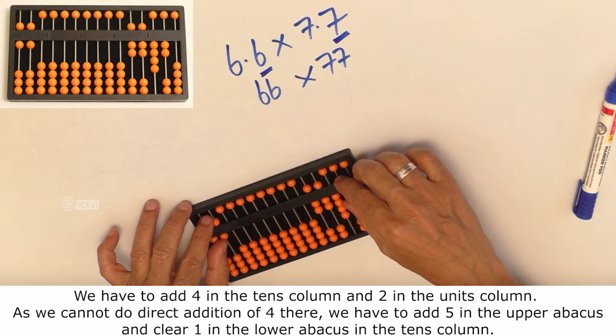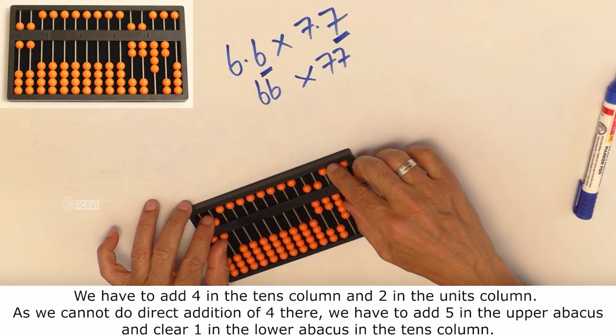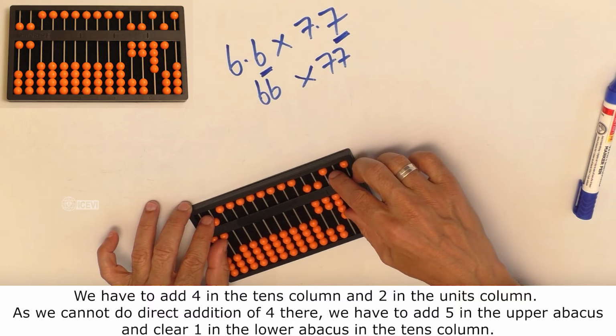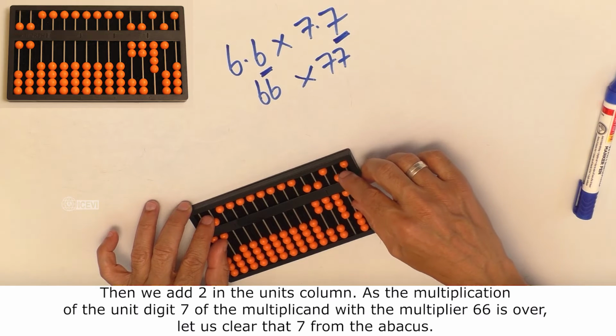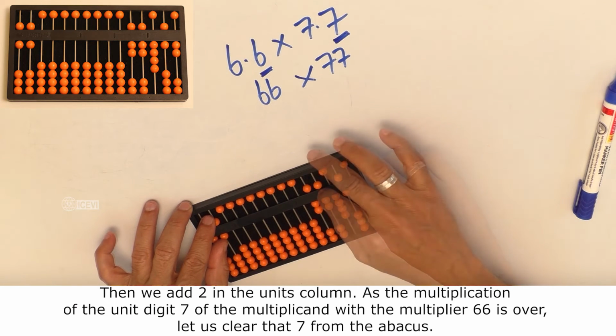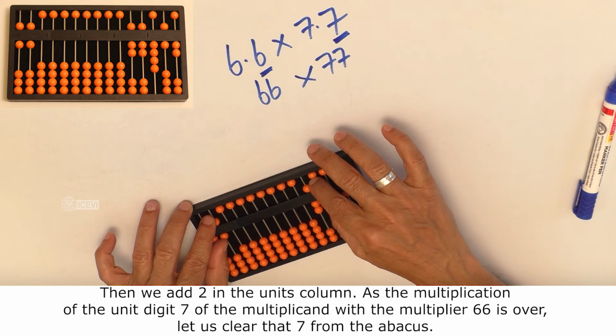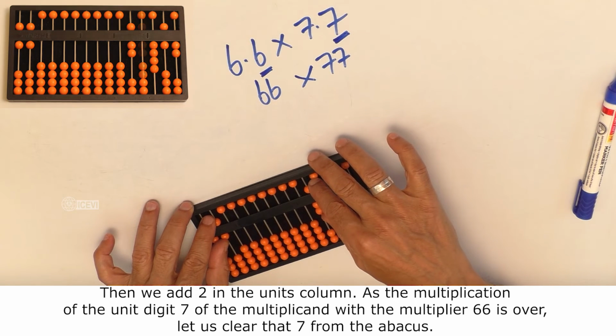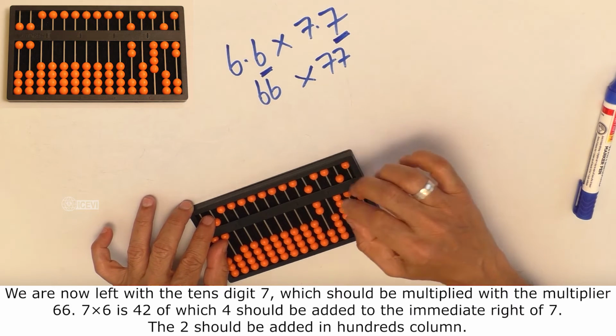As we cannot do direct addition of 4 there, we have to add 5 in the upper abacus and clear 1 in the lower abacus in the tens column. Then we add 2 in the units column. As the multiplication of the unit digit 7 of the multiplicand with the multiplier 66 is over, let us clear that 7 from the abacus.